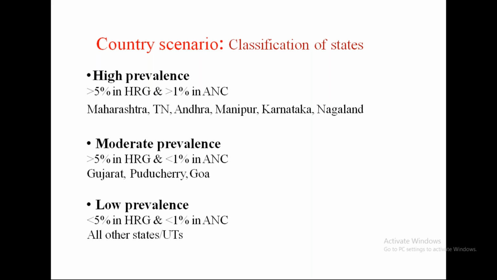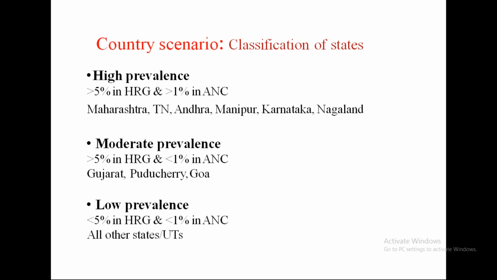If you look at the moderate prevalence, if the HIV prevalence is more than 5% in high risk group and less than 1% in antenatal cases, then it is considered a moderate prevalence state, which are Gujarat, Pondicherry and Goa. See, moderate prevalence states consist of more than 5% in high risk category and less than 1% in antenatal category. So the states which come under this moderate prevalence category were Gujarat, Pondicherry and Goa.